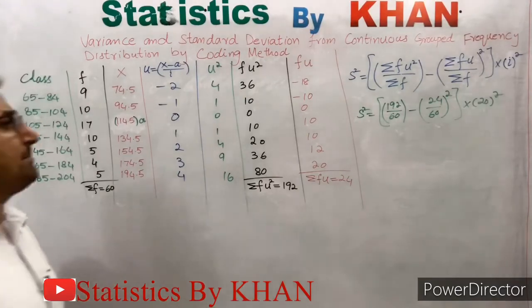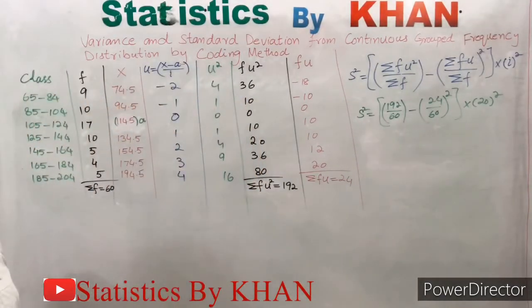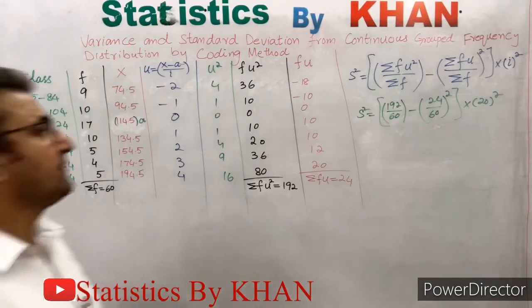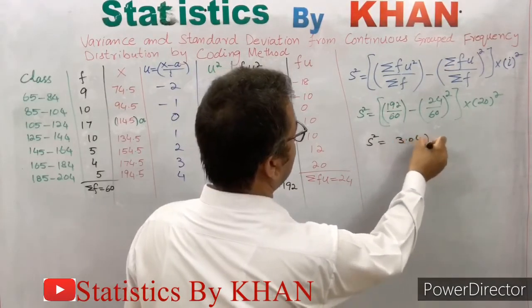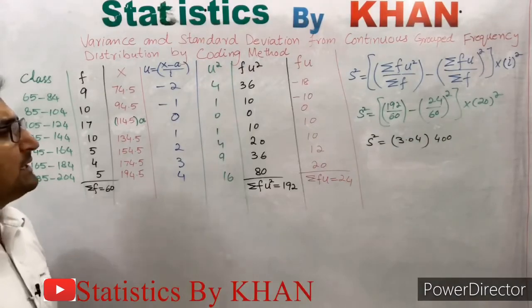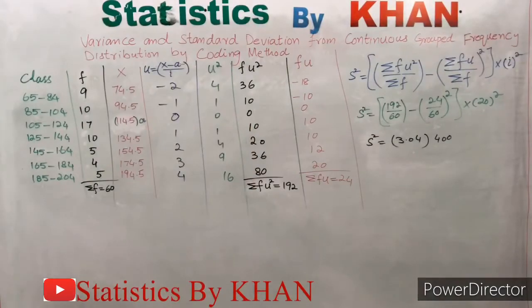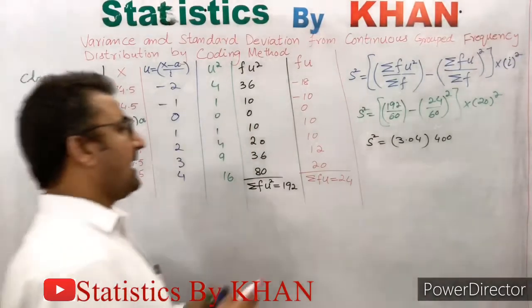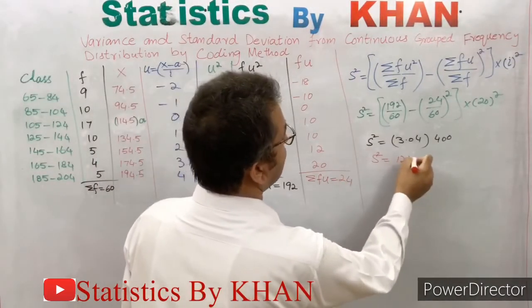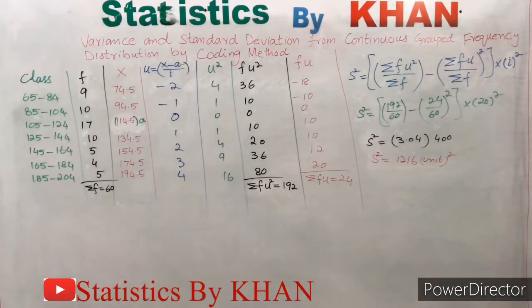Now if we simplify the quantities inside the square brackets, it will give us 3.04. That is, s square is equal to 3.04 multiplied by 20 square, which is 400. And finally, if we multiply 3.04 by 400, we will get 1216. That is, s square is equal to 1216 unit square. So this is the final answer of the variance.